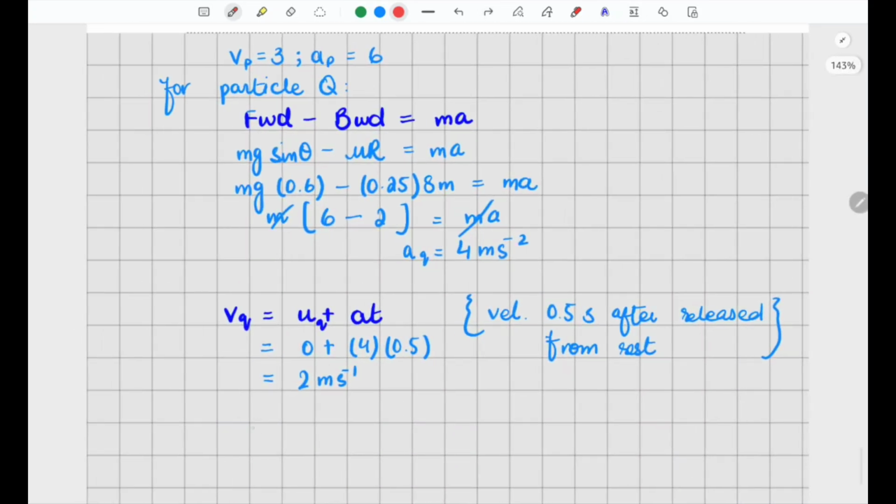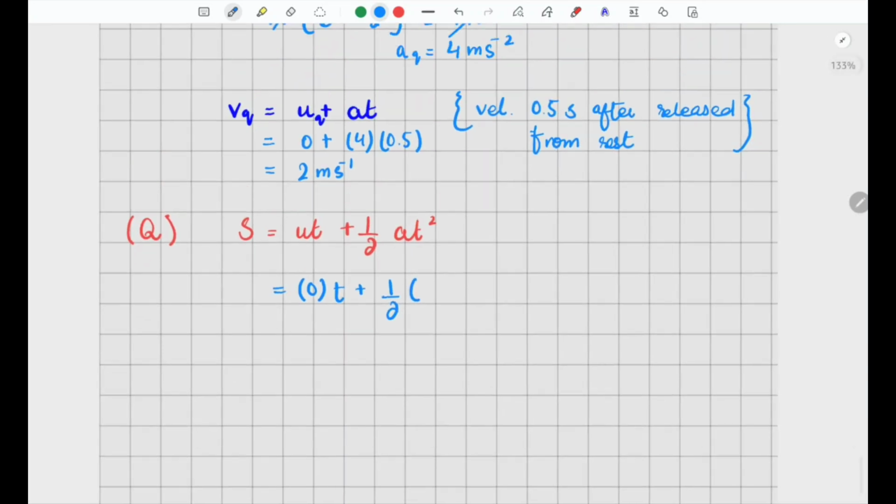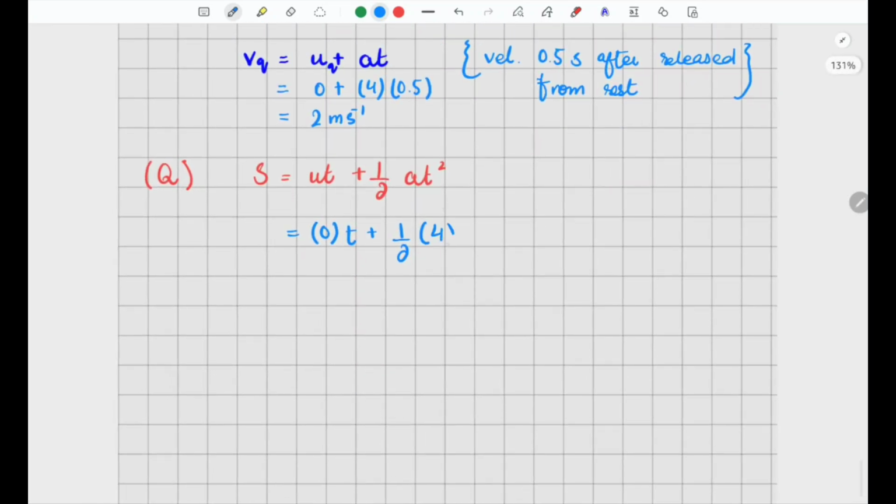s equals ut plus half at square. This is for particle Q. The initial velocity for Q was 0, so it is half times the acceleration we found, 4, times 0.5 square. Here we could also write 0.5 for the first term, but eventually it will be 0. After solving this, we get 0.5 meter.